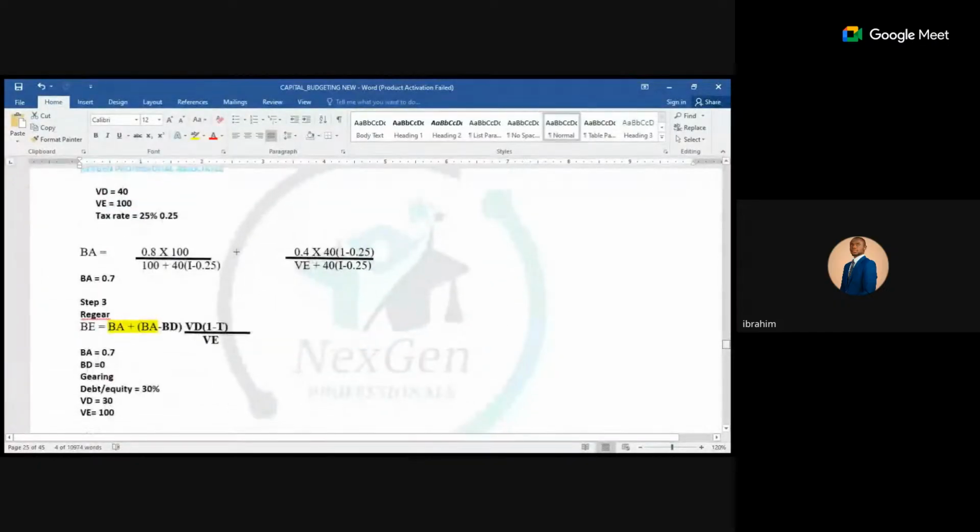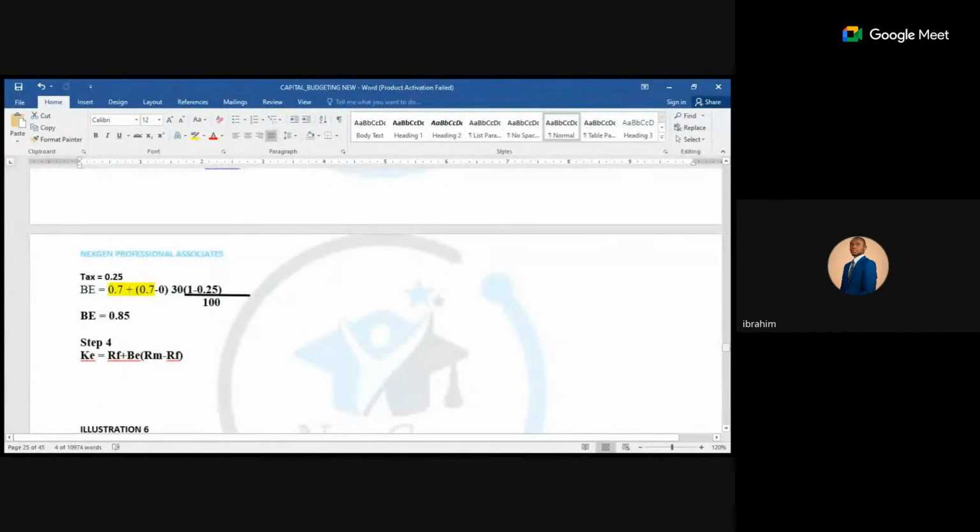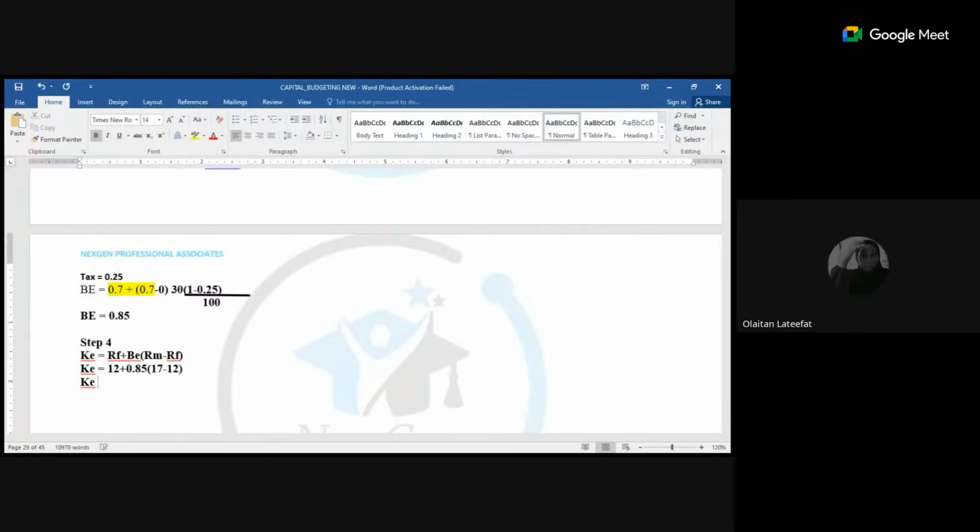So here it is. Cost of equity equals the risk-free of 12% plus equity beta 0.85 times market return 17 minus 12. What is the cost of equity? 16.25%.